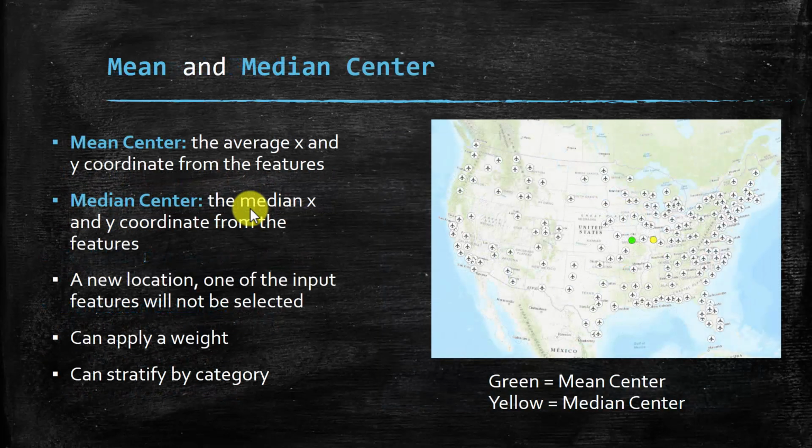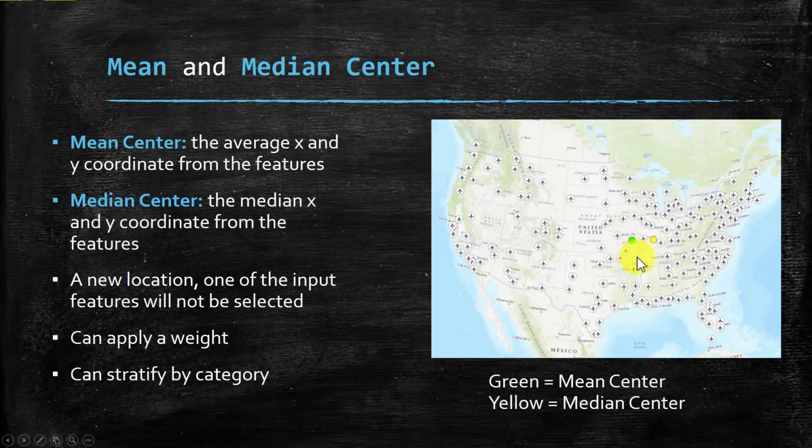Okay, another way to investigate central tendency is to calculate the mean and/or median center of your data. So here's a definition for the mean center. It's the average x and y coordinates from the features, whereas the median is the median x and y coordinates from the features. Note here that generally now you're not selecting one of the features, it's just going to be a geographic coordinate that meets that criteria. So it's not necessarily going to line up with one of the input features, or airports in this case.